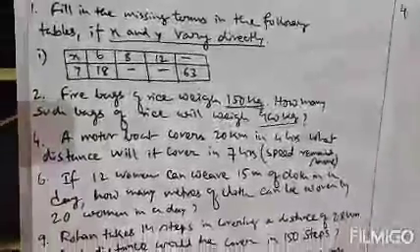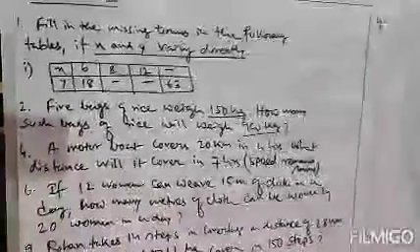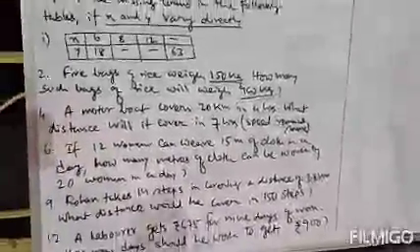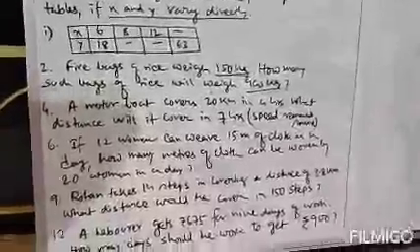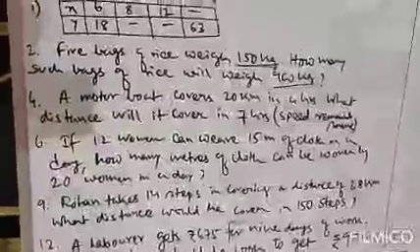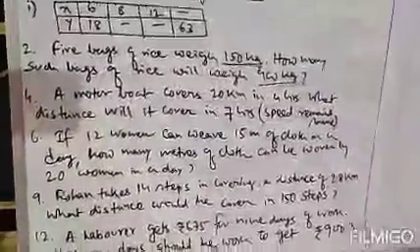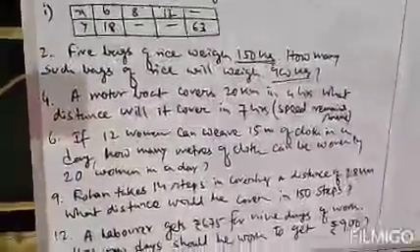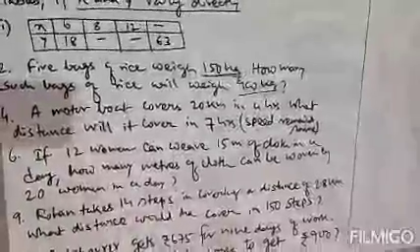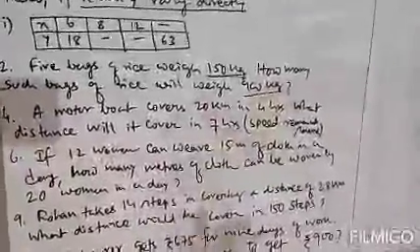Question number 4 says a motorboat covers 20 km in 4 hours. What distance will it cover in 7 hours? So check whether it is direct variation or inverse variation. In 4 hours it covers 20 km. So in 7 hours what distance will it cover? Now see carefully, the time has increased, from 4 hours to 7 hours. So if time increases, the distance will also increase. If in 4 hours it goes 20 km, in 7 hours it will go more than 20 km, because time increases.